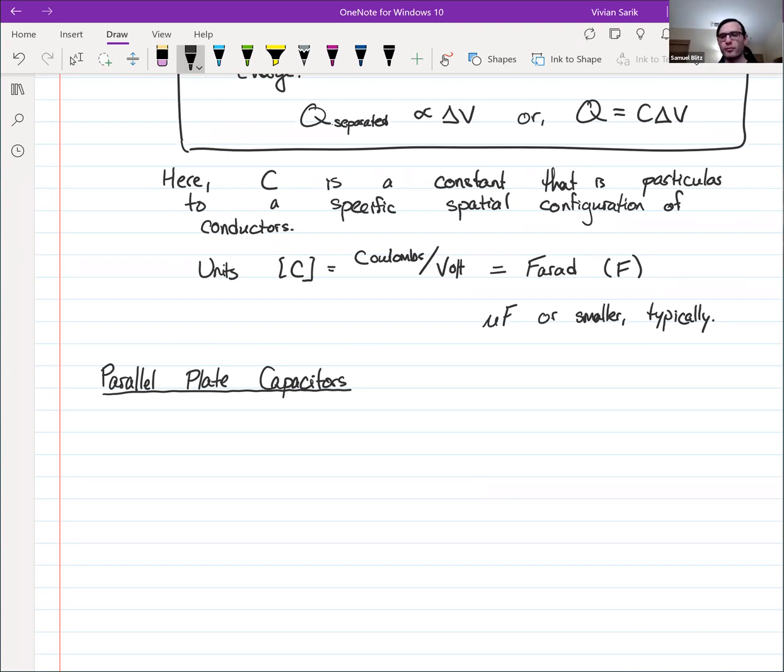So in real life, we typically design objects that are called capacitors, and these are useful in electronics and for energy storage and so on. And so it's useful to be able to theoretically compute what the capacitance is of a system.